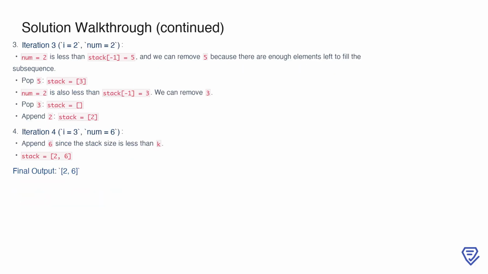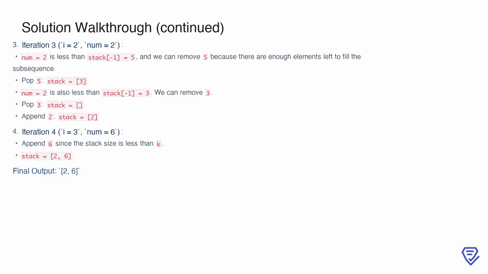Next, we move to the third iteration with number equal to 2. Here, 2 is less than the top element of the stack, which is 5. Because there are enough elements left in the array to fill the subsequence, we can safely remove 5 from the stack. After popping 5, the stack becomes 3. Now, 2 is still less than the new top of the stack, which is 3, so we remove 3 as well. The stack is now empty. We then append 2, making the stack 2.